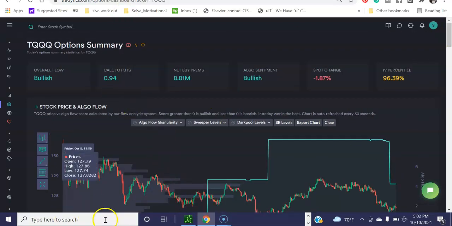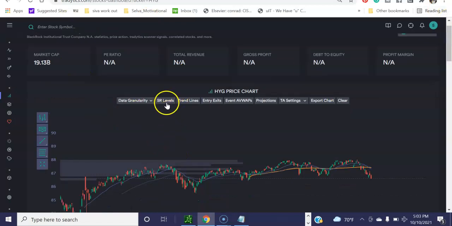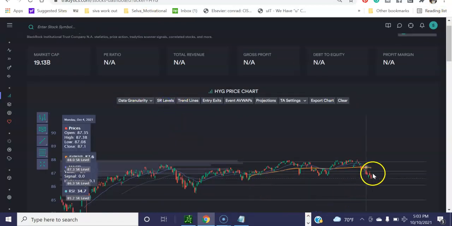Okay, now let's look at the next stock, which will be HYG. This is also an index. Support resistance level: it's basically from this support level, so resistance level is coming down to the support level here. It hit before, so it should probably, it's a strong trend here.